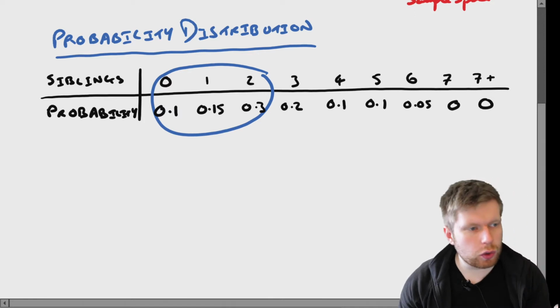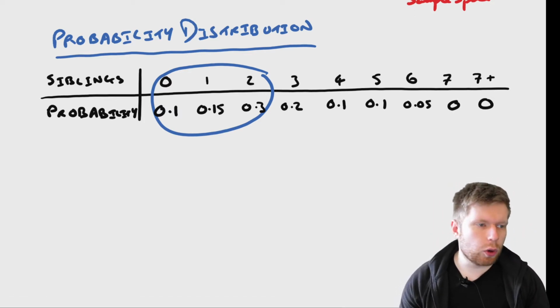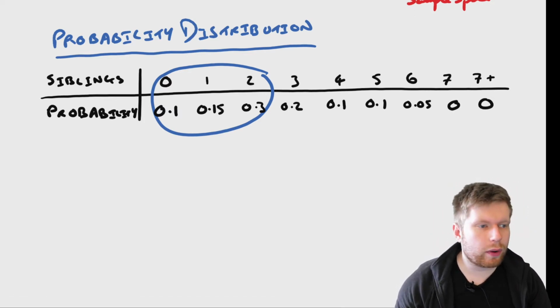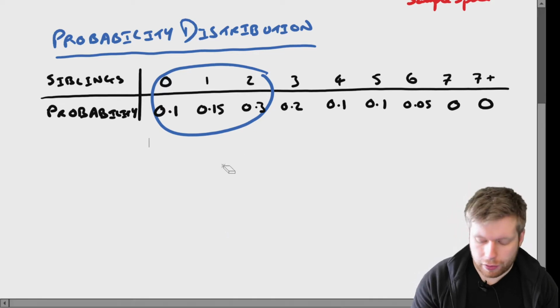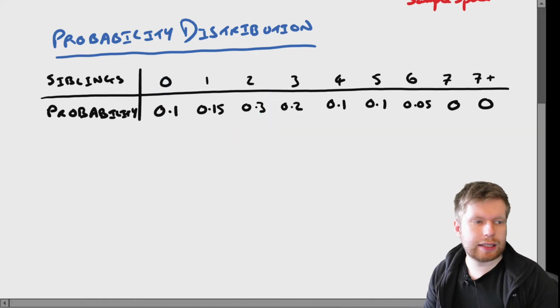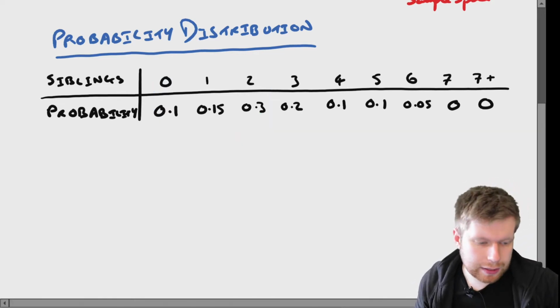So therefore, 2, 0, 1 siblings is going to be 0.1 plus 0.15 plus 0.3. That's going to be 0.55. So there's a 55% chance of selecting somebody with fewer than 3 siblings.